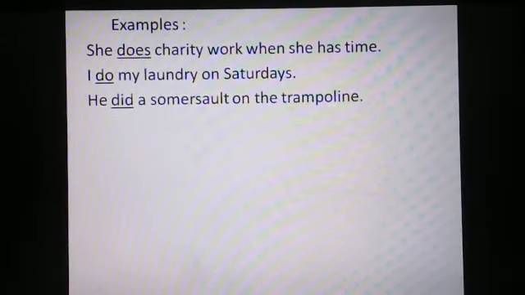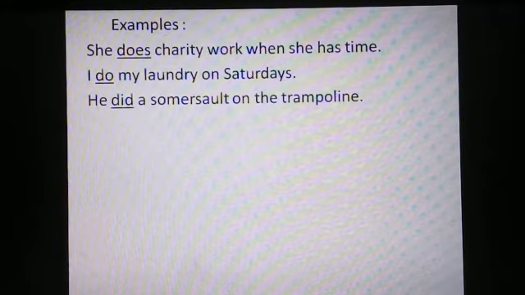He did a somersault on the trampoline. Now, he is the subject. Did, second form of do, used as main verb. The past form, right? The past form of do used as main verb in this sentence. A somersault is an object. On the trampoline is a prepositional phrase.